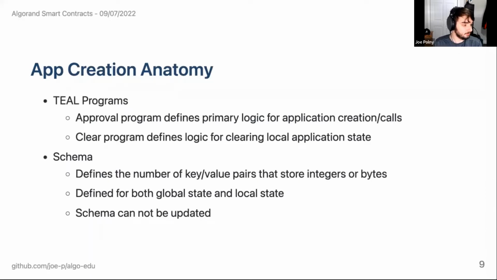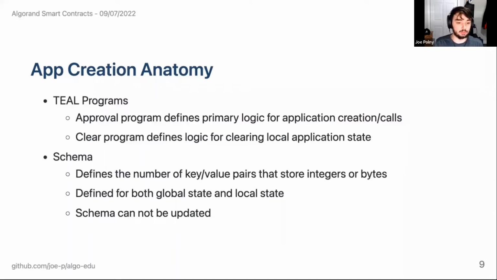But that was for app calls, and then app creation specifically. Of course, when you create an app, you need to define what the logic for the app is. So you define an approval program and a clear program. The approval program is the Teal code that defines what occurs during application calls and application creation. And the clear program is a separate Teal file, a separate set of logic that defines what happens when someone tries to clear their local state.